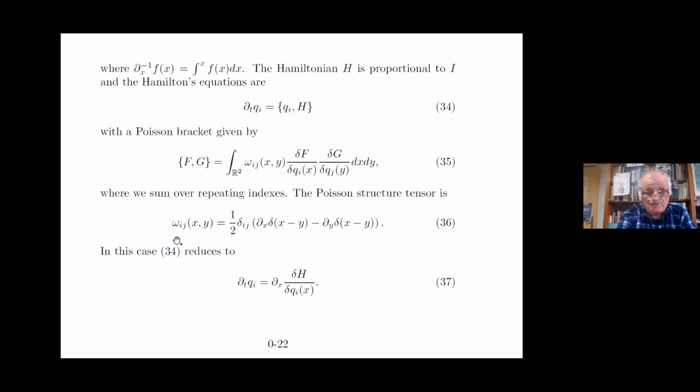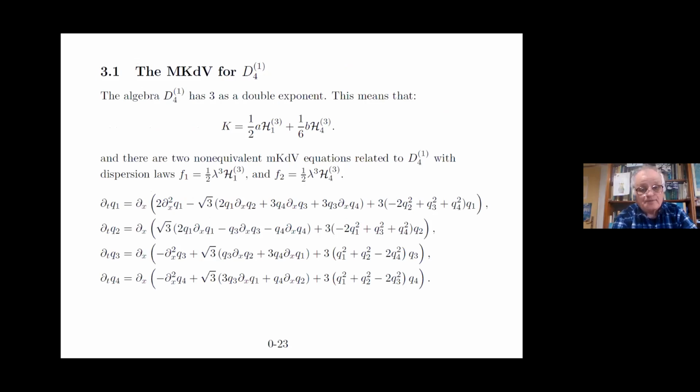Now, in fact, this is for typical Poisson brackets. However, our Poisson brackets are not so typical. So we have to use a Poisson bracket which involves dx in it. So actually our MKdV equations are written as having the right-hand side as the x derivative of the variations of our Hamiltonians with respect to Q.